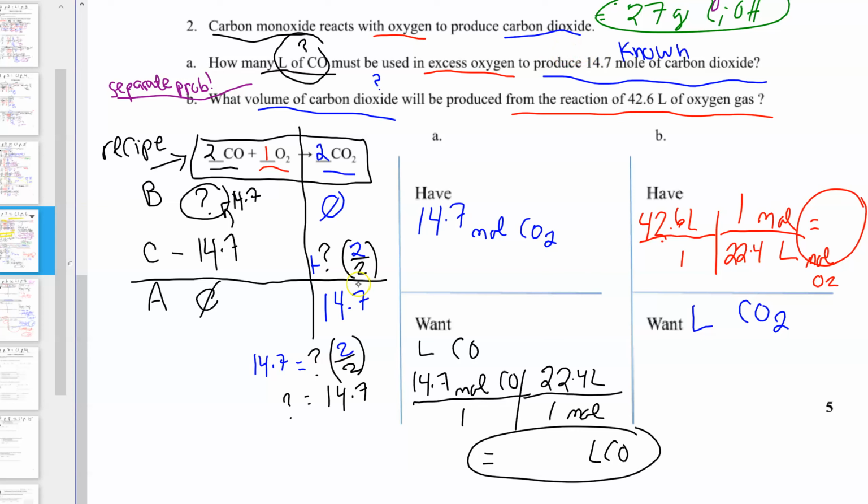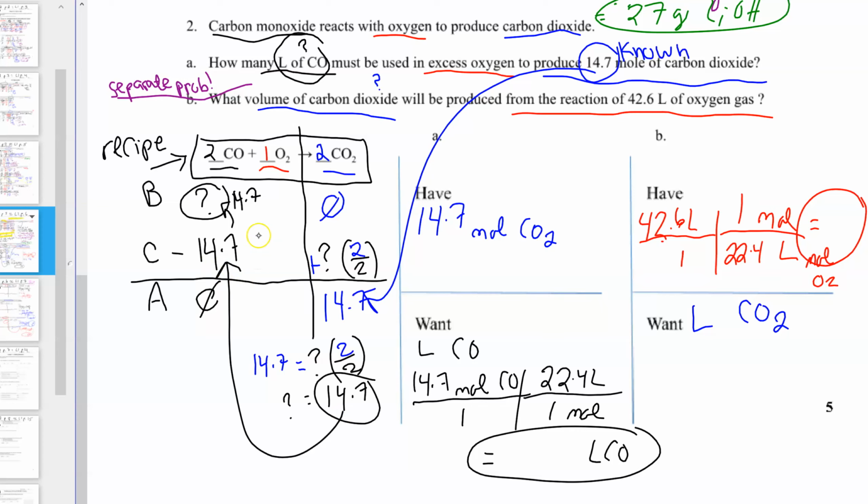Okay, so we know that this 14.7 number comes right here, and then we've got to work backwards. So 14.7 is what's produced. We started with nothing, and we created some number, the coefficient, times the mole ratio. Well, the mole ratio is 2 over 2. So the algebra we're doing for this part is 14.7 is equal to question mark times 2 over 2. Isolate, solve for question mark, divide by 2 over 2, which is 1. You get 14.7. That means during the change, I used up 14.7 moles of carbon monoxide.